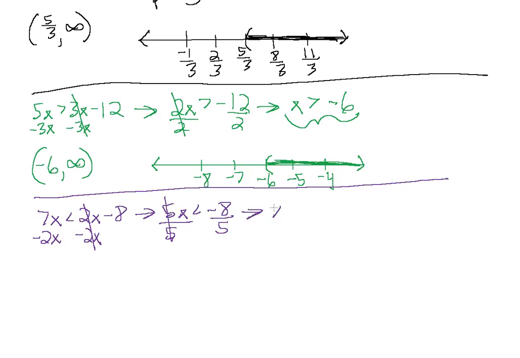Let's go ahead and isolate our variable, divide both sides by 5. These two terms cancel, which gives us x is less than minus 8 over 5. That's our solution set, and we want to write it in interval notation, and we want to draw the solution graph of it.